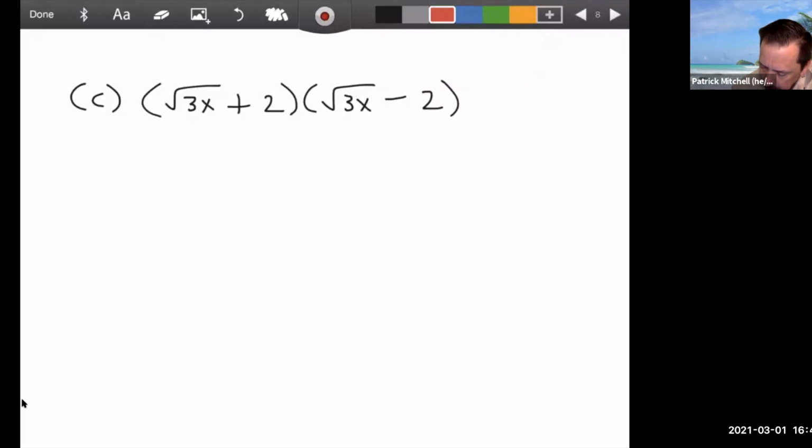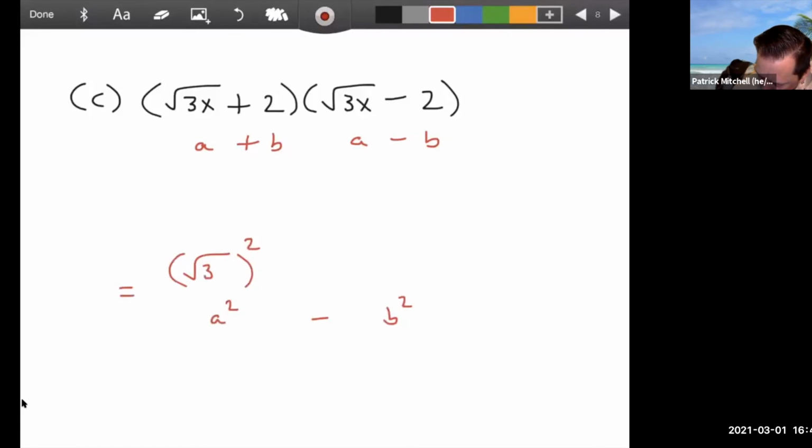This fits the pattern A plus B. This fits the pattern A minus B. And what did we learn way back in the day about A plus B times A minus B? We learned that it multiplies to A squared minus B squared. So instead of foiling, there's a little shortcut. I'm going to write this as the square root of 3x squared, and then this will be 2 squared.